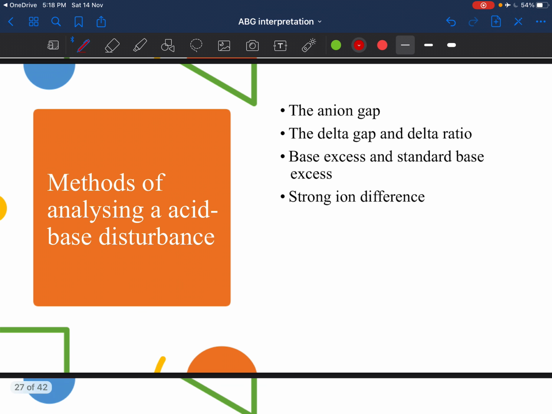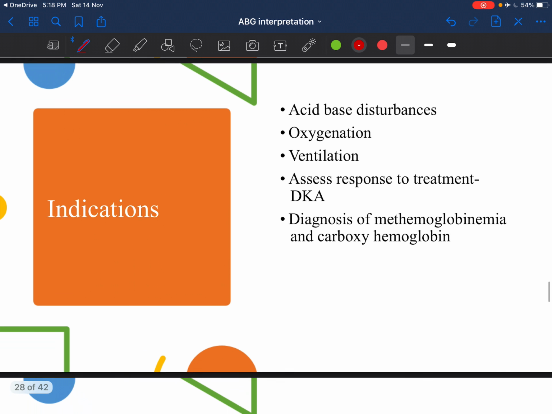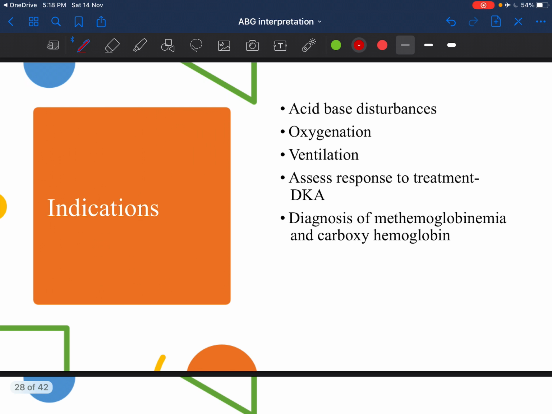And as I said, there are multiple ways for you to do it: anion gap, delta ratio, base excess, standard base excess, strong ion difference. You can add along your osmolar gap to provide extra data. You can add along your urinary electrolytes and urinary anion gap to provide you extra data. So, all of them will add on to your understanding of the patient's metabolic abnormality.